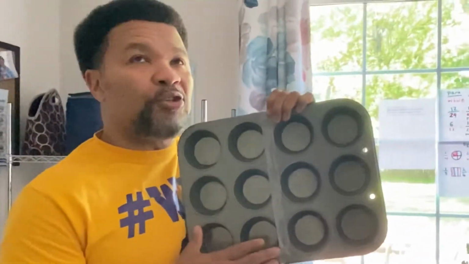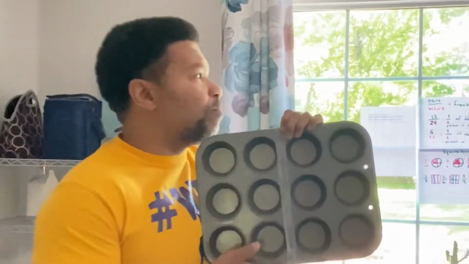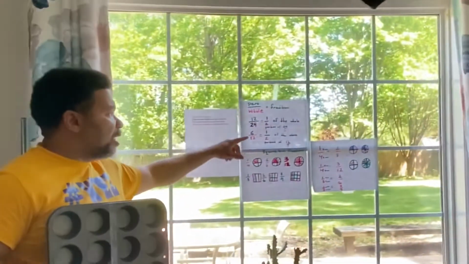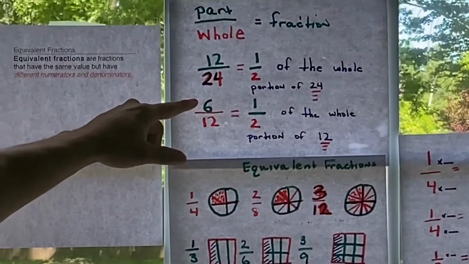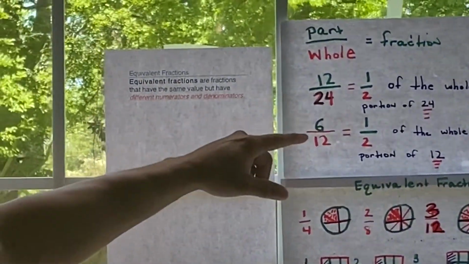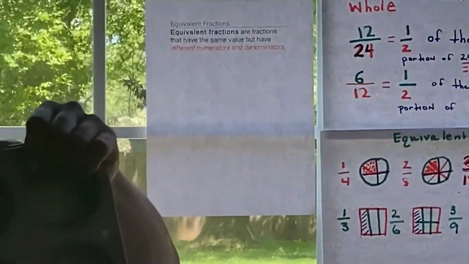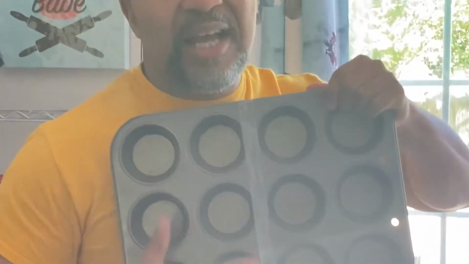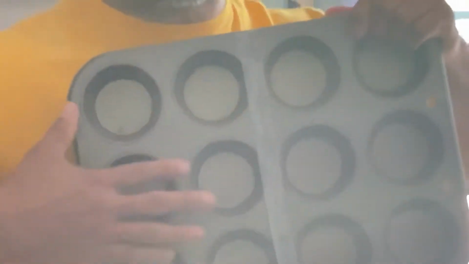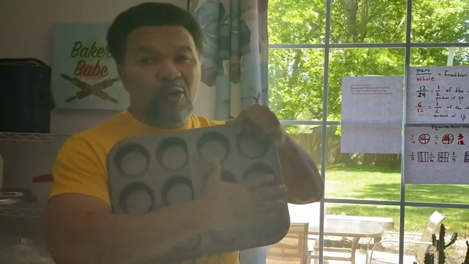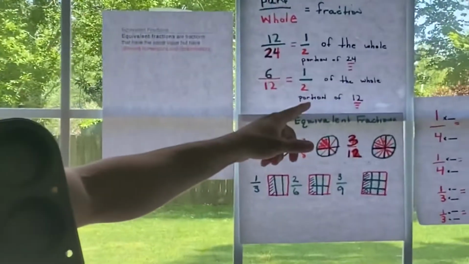Same value as half. So everybody take a look real quick. The numerator is 6. That's how you represent it in numbers. The denominator, which is the whole, is 12. I'm only baking half, which is 6, and that equals 1 part out of 2 parts. You've got to split these in sections. So this is 1 part out of a total of 2 sections. Equal value. This is half.